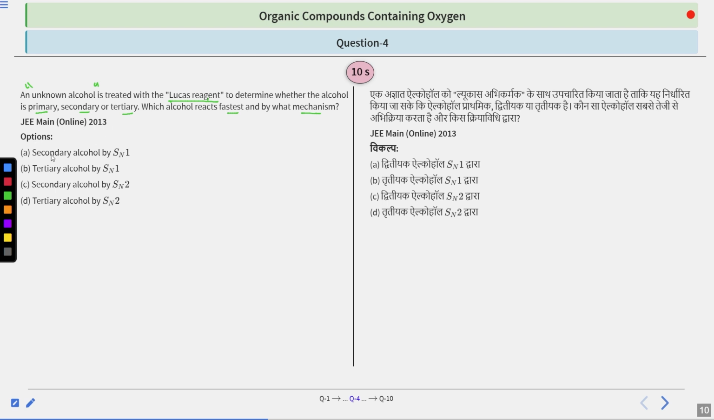The options are: secondary alcohol by SN1, tertiary alcohol by SN1, secondary alcohol by SN2, or tertiary alcohol by SN2. You have some time to think about this question. After that, we will see the answer. Okay, let's see.